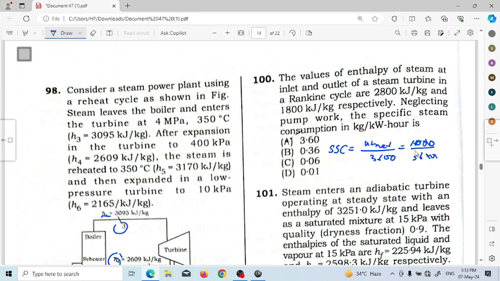Sorry, I wrote it in the reverse manner. So the specific steam consumption formula is 3600 divided by W net. So 3600 divided by W net, where W net is 2800 minus 1800, which is 1000. So the zeros cancel, and the answer will be 3.6 kilojoule per kilowatt hour. So option A is the correct answer.